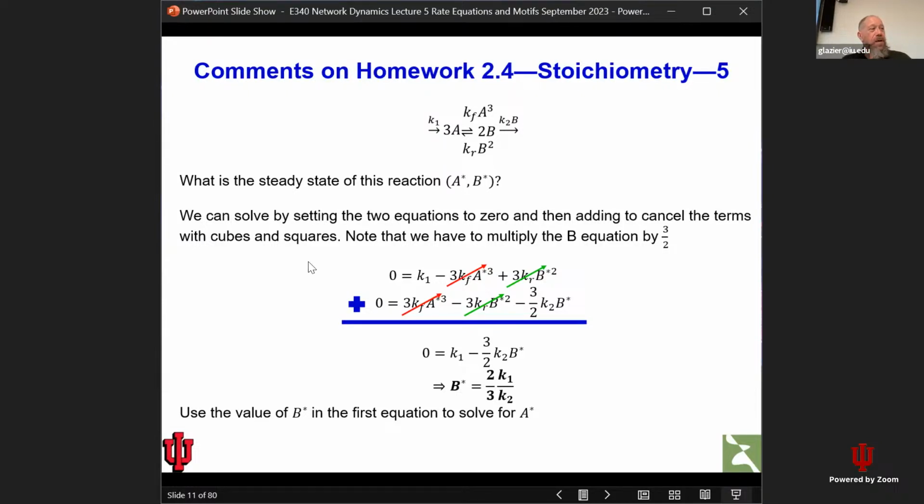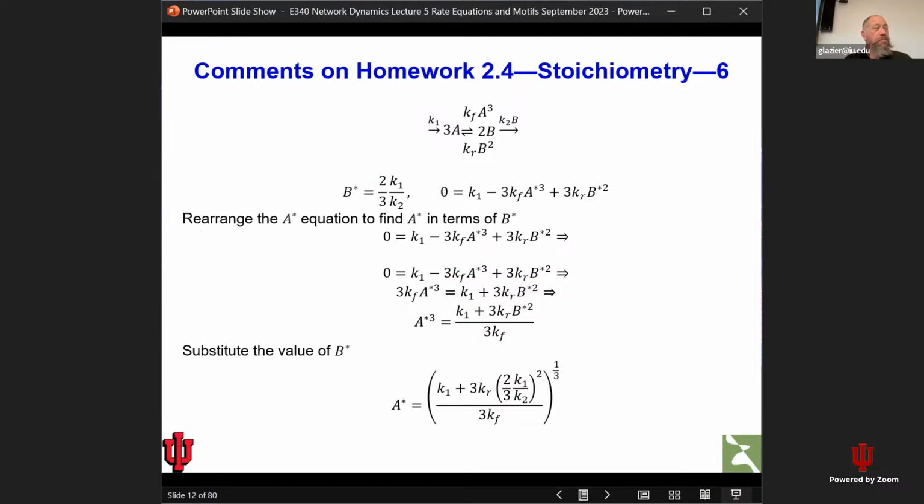0 is equal to K1 minus 3 halves K2 B. Before it was just K1 minus K2 B star. And so now we get B star is 3 halves K1 over K2 instead of just K1 over K2. So all that's happened is that stoichiometry has given us the ratio if we destroy 3 and get 2. So nothing funny happens there. Now we have a value for B star. Now we plug B star back into that first equation and solve for A star.